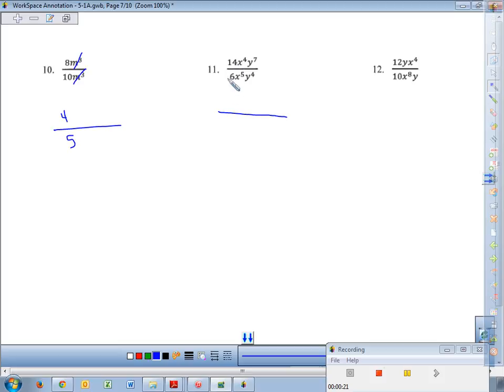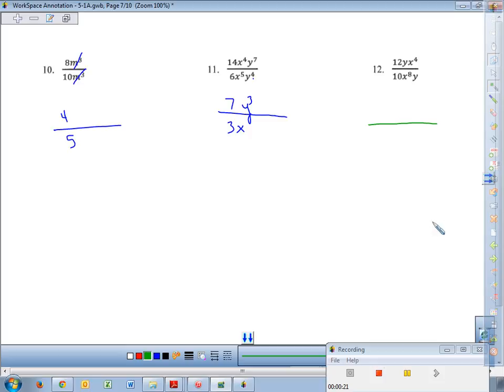First move, coefficients. 14 over 6. They're both even, so reduce by a factor of 2, and you get 7/3. Then one variable at a time. X's, where are there more x's? There's more downstairs. How many more? 1. Y's, where are there more y's? There's more y's upstairs, and how many more? There are 3 more, since there's 7 upstairs and 4 downstairs. So let's try that one more time.